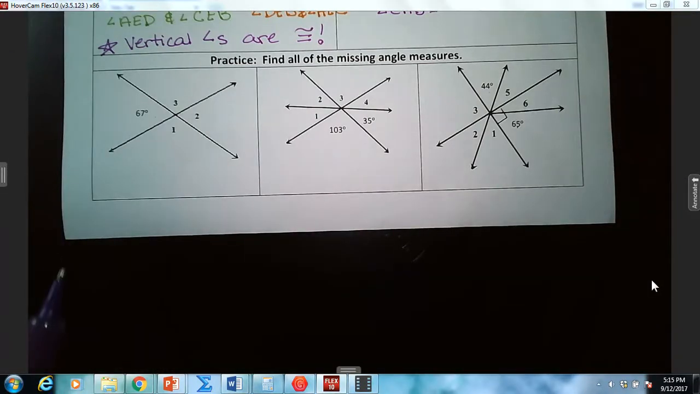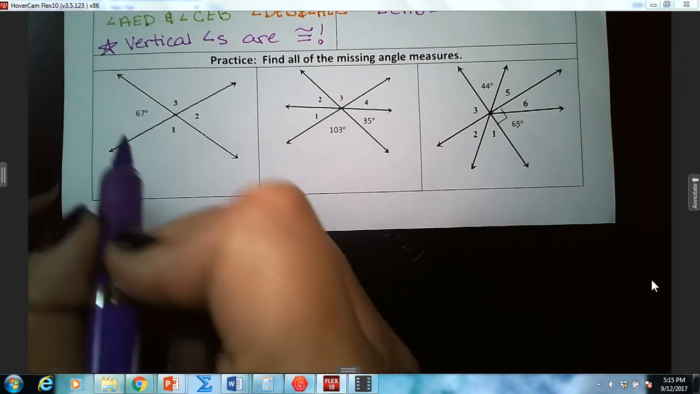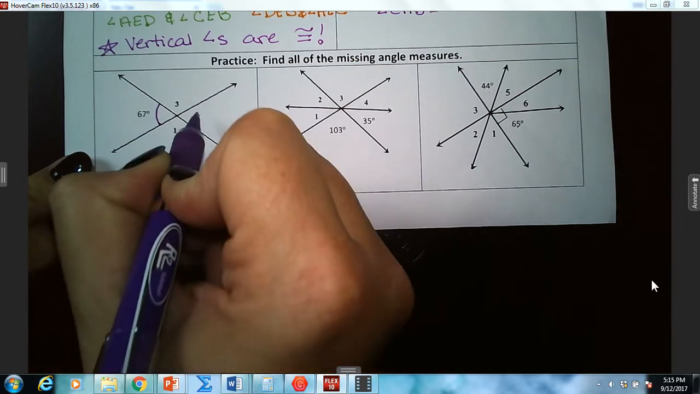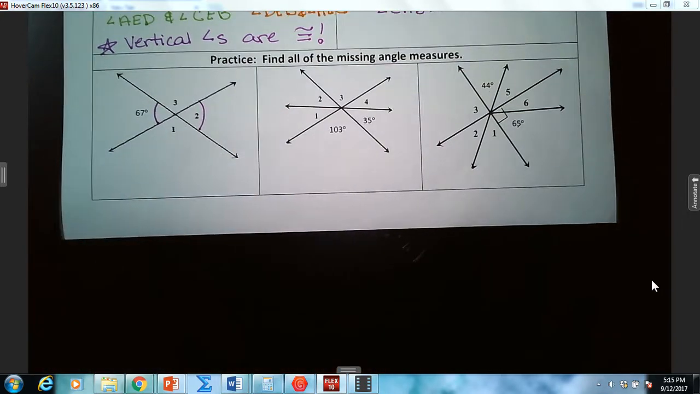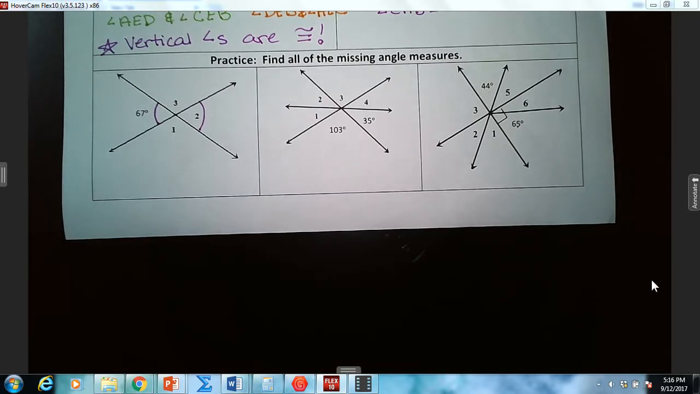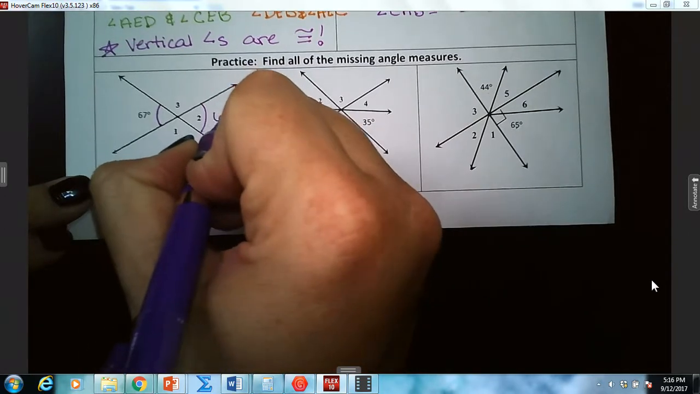And we've got a lot of vertical angles going on in here. In fact, the 67-degree angle is vertical to angle 2. And what do we know about vertical angles? It's right here in purple. Vertical angles are congruent. So that means that angle 2 has to be 67 degrees also.